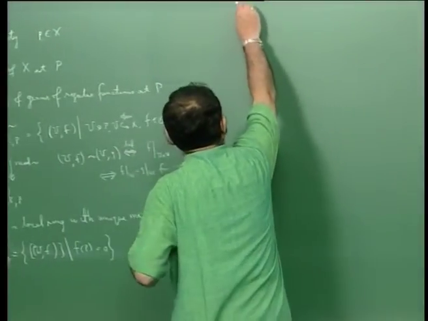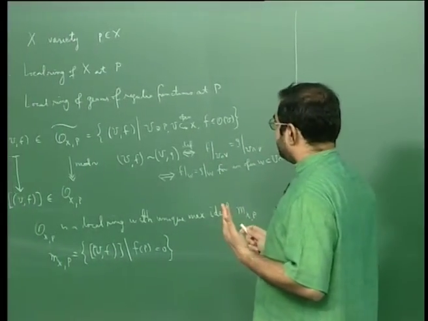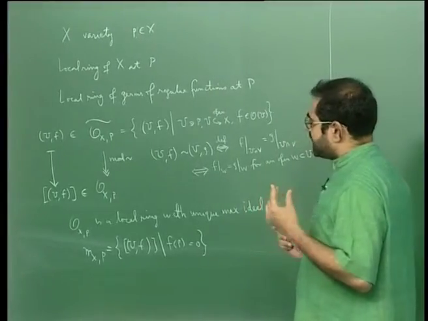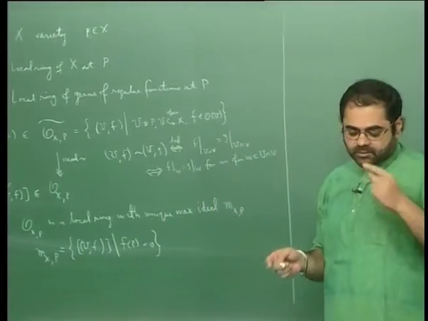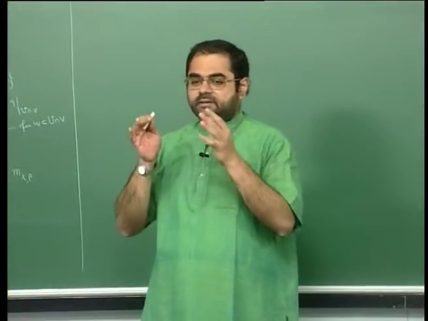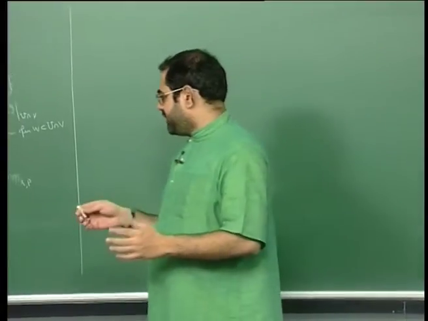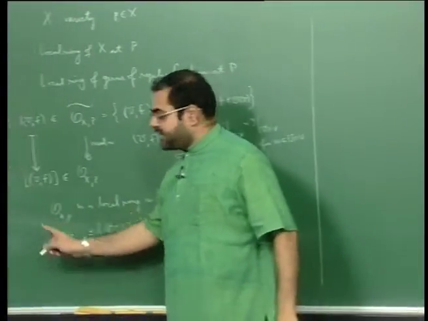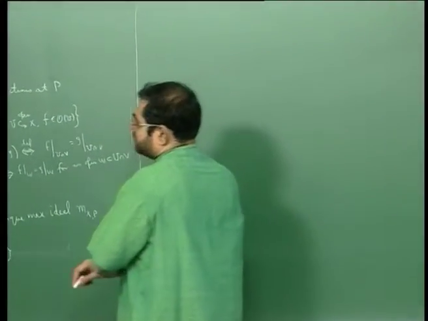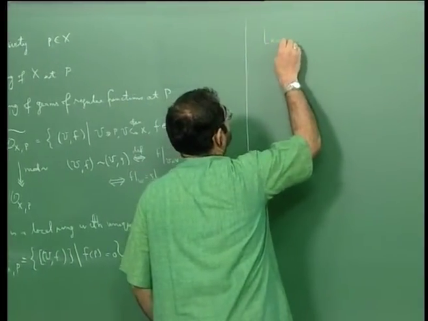So the point is that focusing attention at a point, which means trying to study regular functions at a point, commutative algebraically boils down to studying local rings. Now the point I want to make is: why is this important? So here is the lemma.